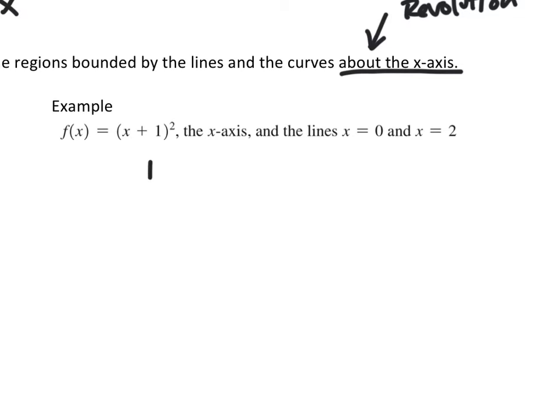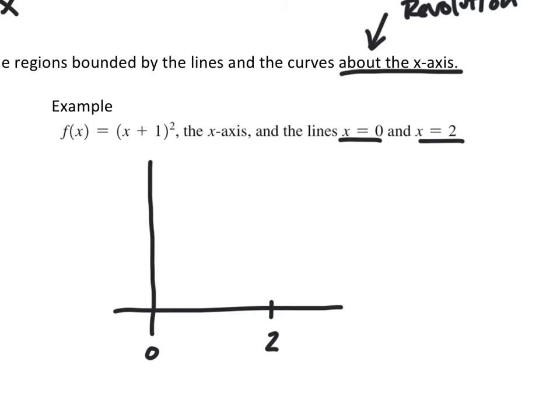I'm going to draw a graph here. We're bounding this between x equals 0 and x equals 2. So I'm kind of just going to get the first quadrant in here. Call this 0, call this, say, 2. And so what I know is that this function here is this parabola that looks like this. Okay, and actually, let me draw it a little bit better.